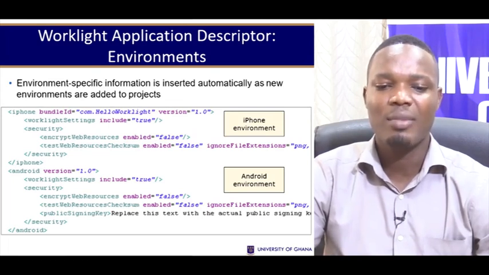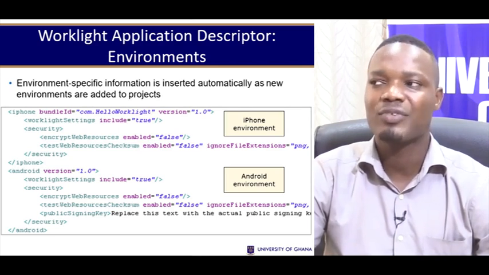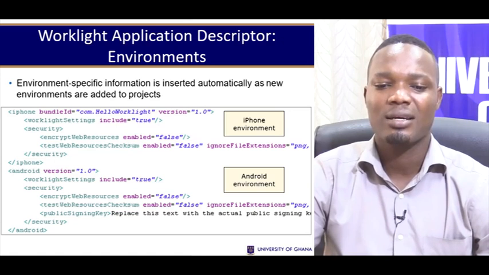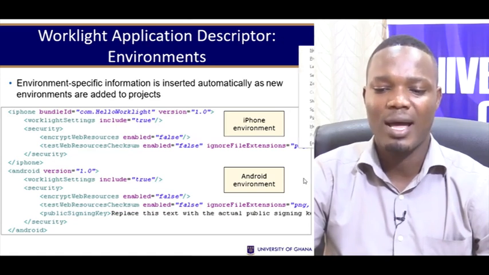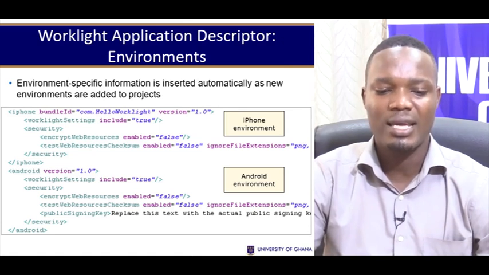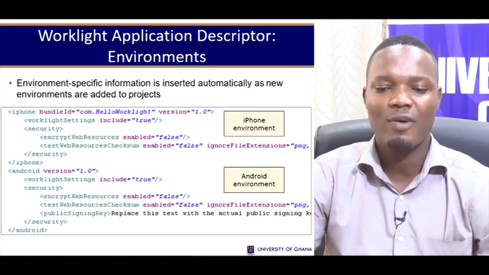Now, the environment specific information is inserted automatically as new environments are added to a project. Now, this is also part of the Worklight application descriptor XML file that we are talking about. Here is a snapshot of two environments that have been added. We have the iPhone and then we have the Android environment.